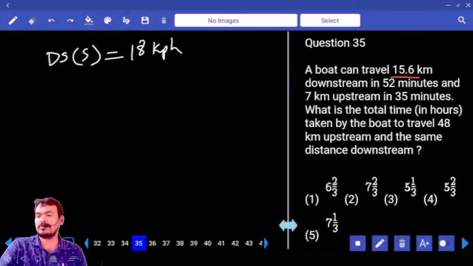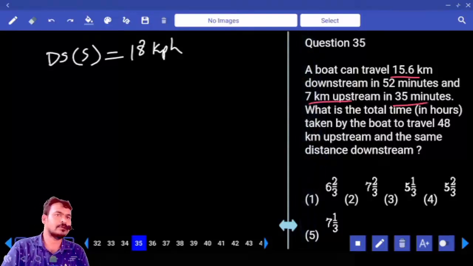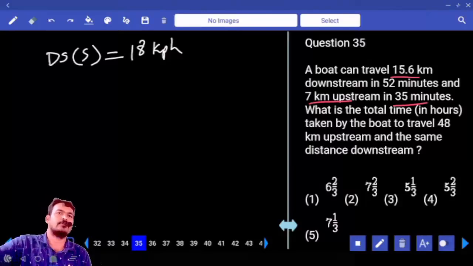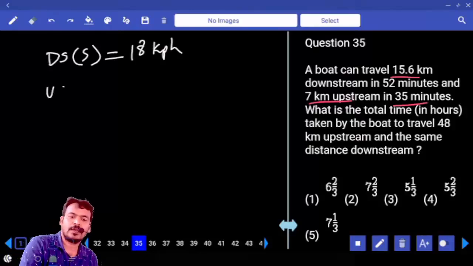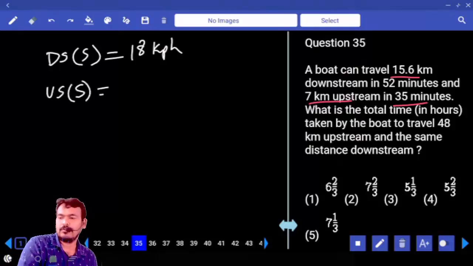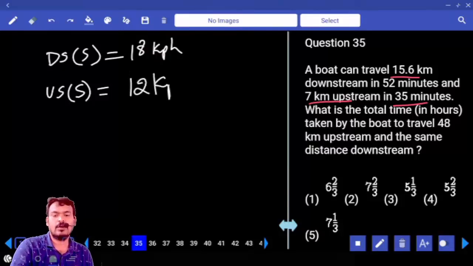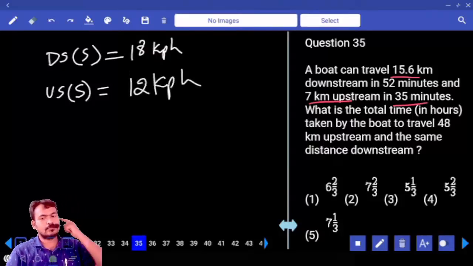Next, what is the upstream distance? 7 kilometers, in how many minutes? 35 minutes. 7 kilometers in 35 minutes means we write 7 by 35 into 60. 7 times 5 is 35, and 35 times 60 gives 12. Then we get the upstream speed or downstream speed? Upstream speed. What is the upstream speed? 12 kilometers per hour. Downstream speed is 18 and upstream speed is 12.